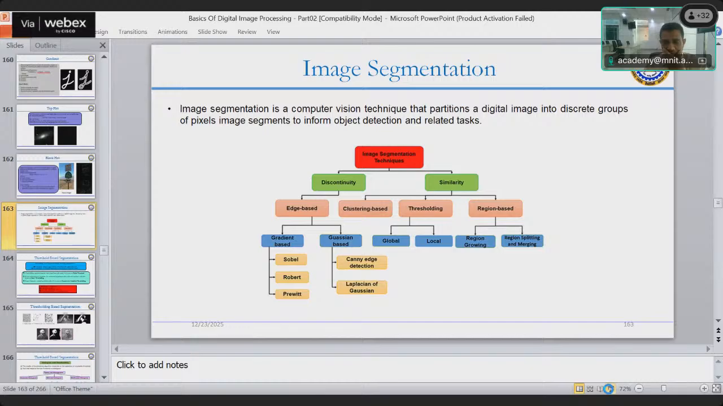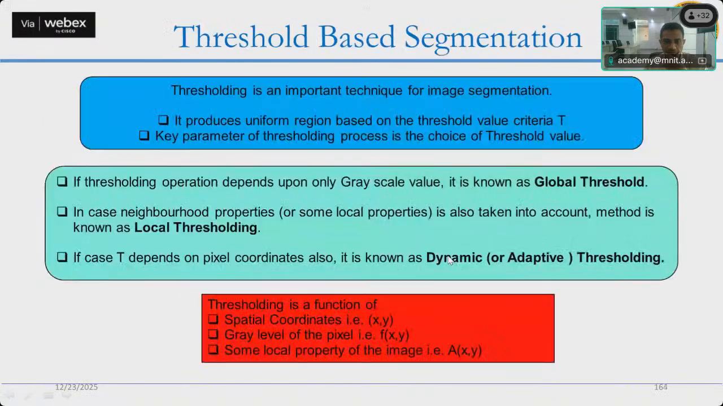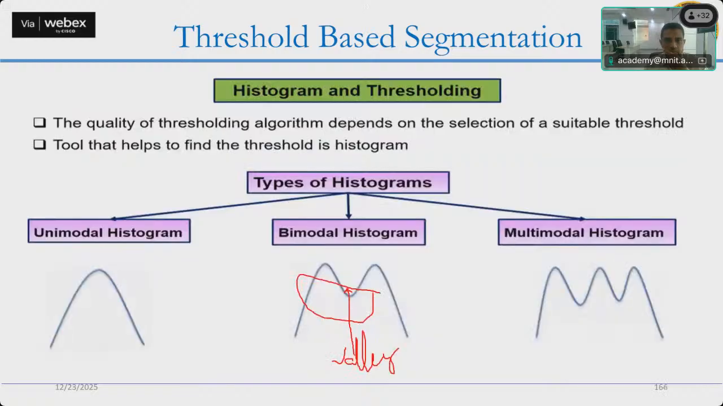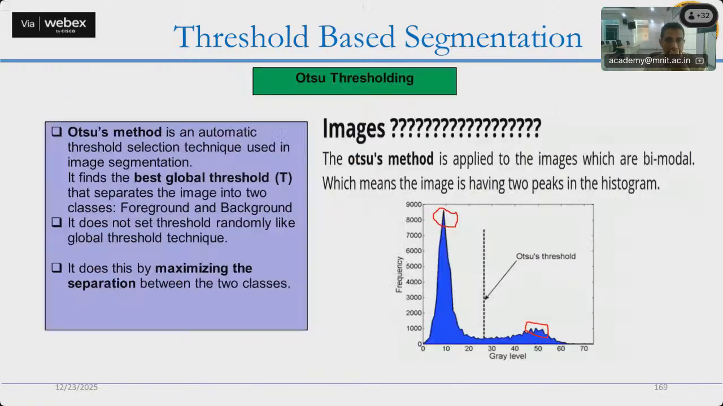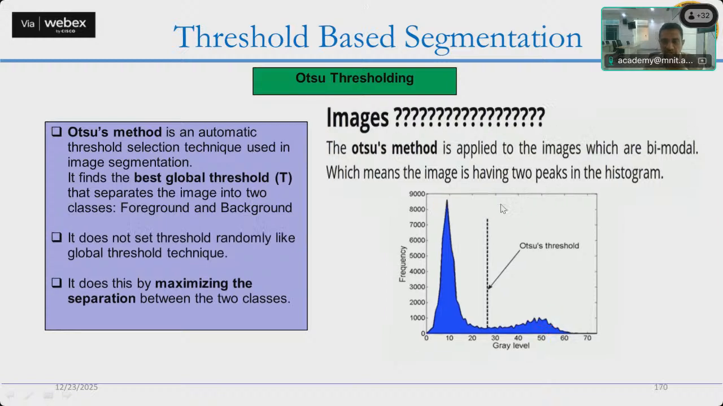This is the image segmentation, and see what we observed here. See, this is basically the hair. See what you are seeing. This is an auto threshold selection technique. It finds the best global threshold that separates the image into two classes, foreground and background. It does not set it randomly like the manual threshold technique, but by maximum separation between the two classes, which are bimodal regions. The image has two peaks in the histogram.